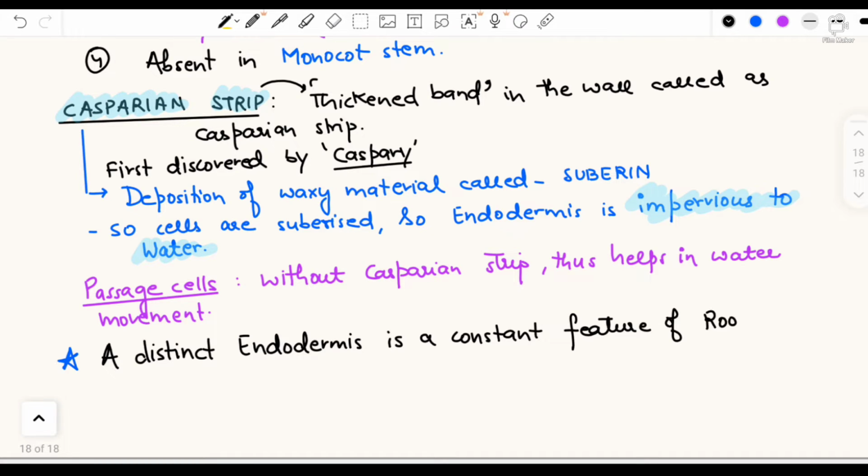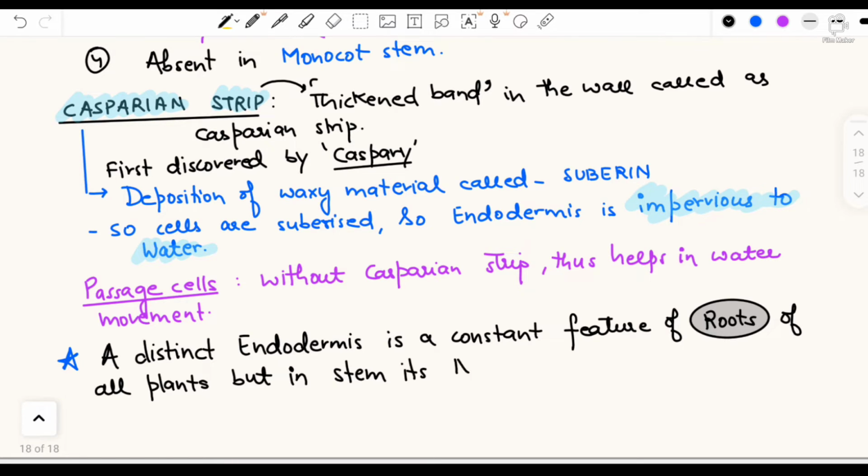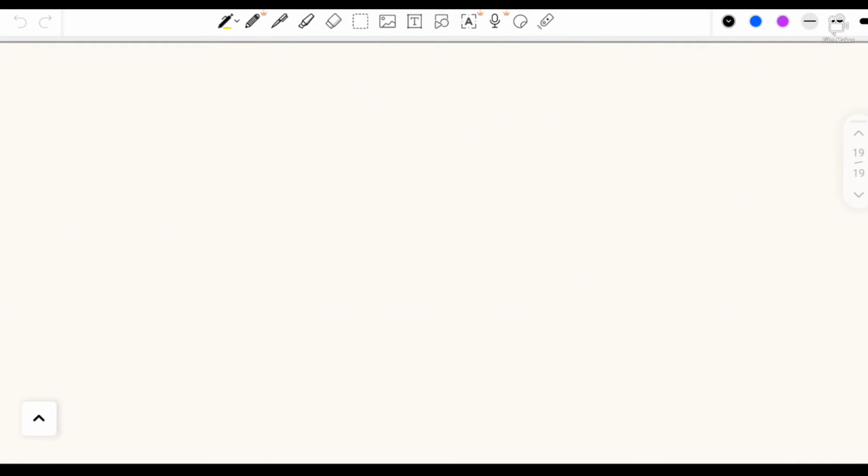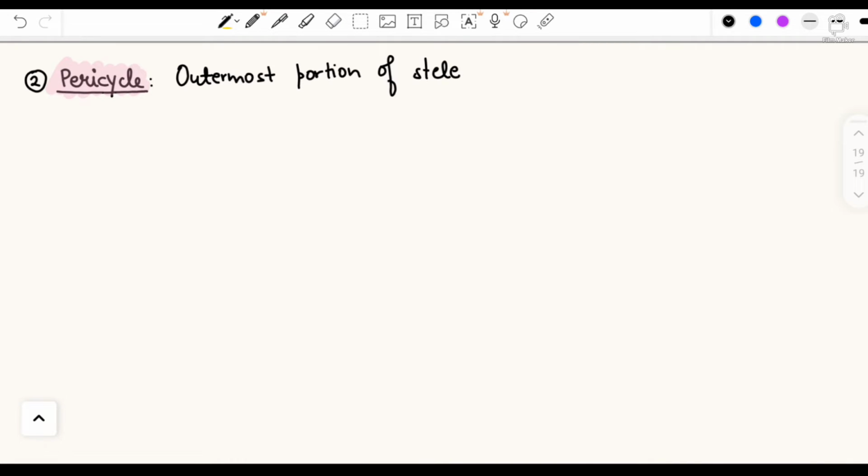Now, a very distinct, prominent endodermis can be observed in the roots of all plants, but in the stem it's not very distinct. In the dicot stem it's not very distinct. Why? Because it contains a starchy sheath, right? So in the dicot stem it's not very clearly distinct. So this is the first zone of the ground tissue system, that is cortex, where we studied the hypodermis, general cortex and endodermis. Now we are going to study pericycle.